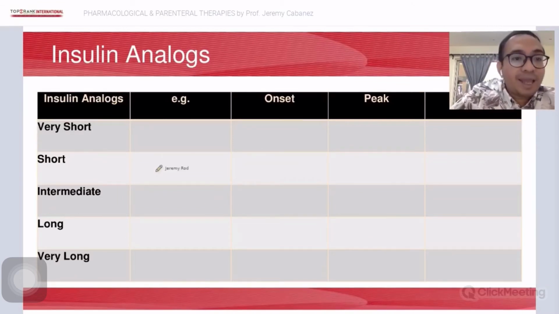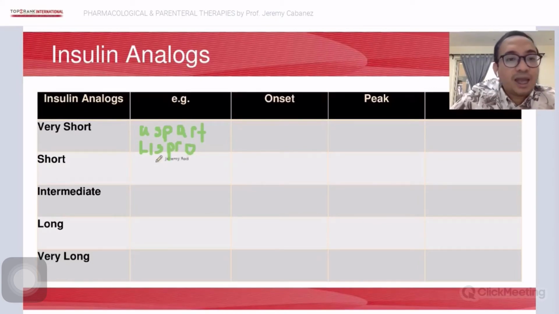So therefore, anong mga example ng very short? Ito na yung diniscuss natin kanina, no? Example would be your aspart. Diba? Ano pa? Aside from aspart. Okay, aspart or known as Lispro. Aspart or also known as Lispro.